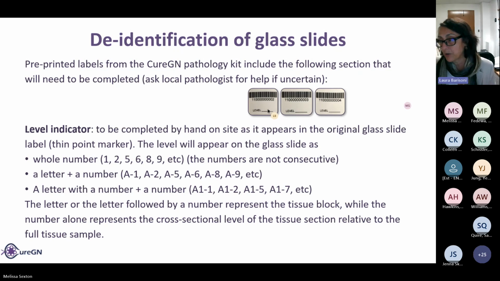Very often they're not sequential numbers, because pathologists want to stain two levels and then skip three, and then stain another two and skip three. So don't worry if they're not sequential. Actually, it's better if they're not. You will find the level written on the label of your glass slides, and ask your pathologist to show where it is. What do we have on the original label?